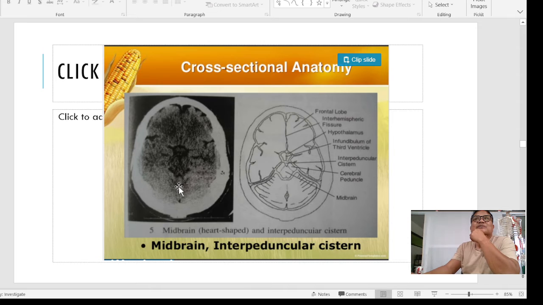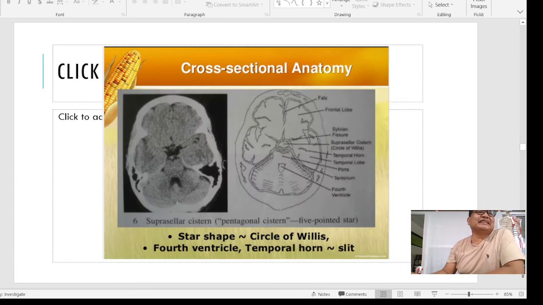So midbrain, when you say midbrain, it is the first part here. This is the midbrain, which is in the brainstem. That is its normal appearance. Here, star shape, this is the star. And here is the circle of Willis, the base of your brain. This is now part of your pons.